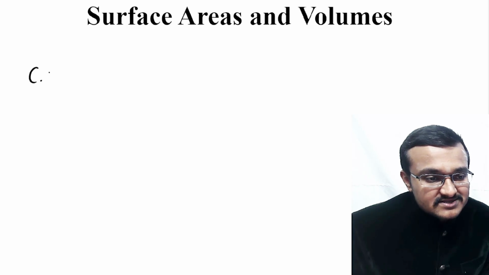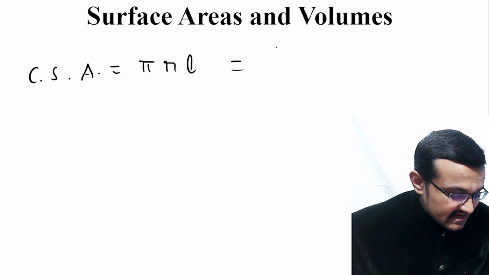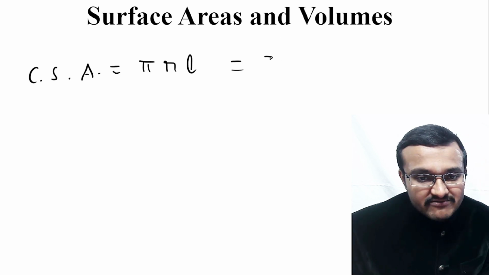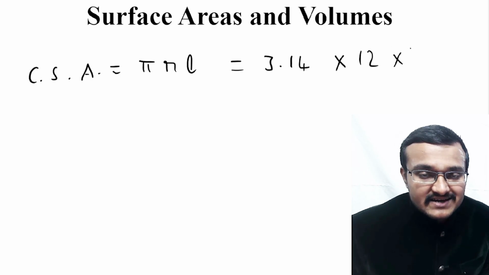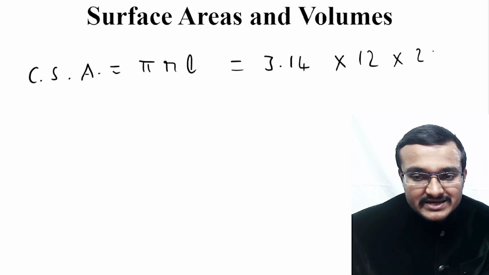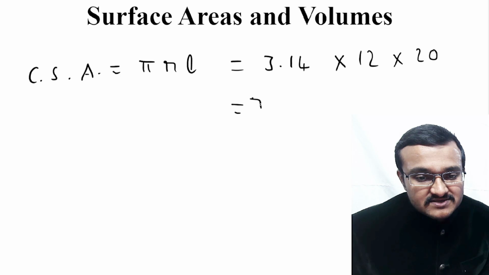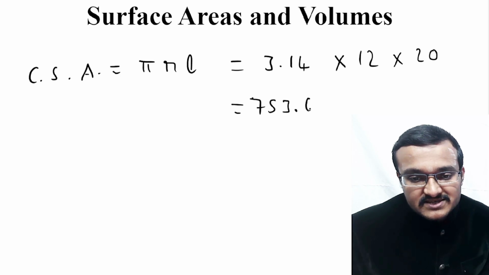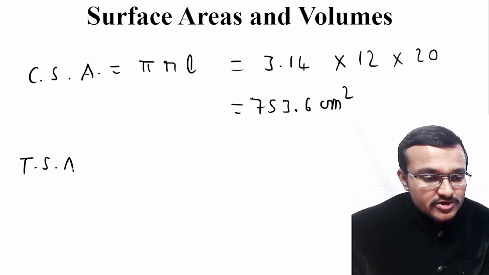Now you can calculate CSA. Curved surface area is pi RL. So R they have given as 12 centimeter. So pi value is 3.14 into radius is 12 into slant height we have got as 20 centimeter. So now you can solve this, and when you solve this you will get answer as 753.6 centimeter square.